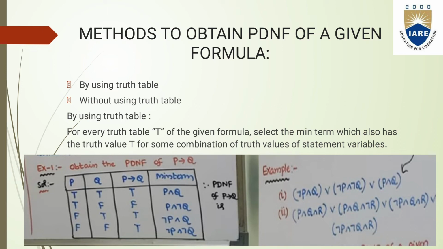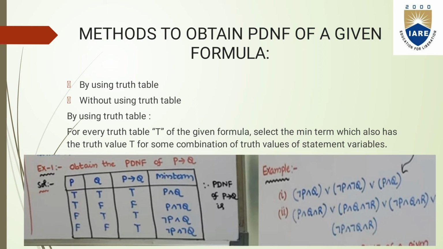In the next slide, you can see that these min terms are connected with each other with the help of the OR connective. So you can see negation P and negation Q, or negation P and Q, or P and Q. This is the PDNF value of P conditional Q.